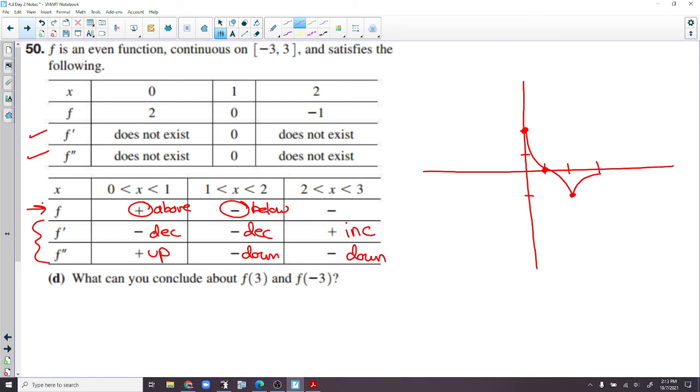But it says f is an even function continuous on -3 to 3 and satisfies the following. I don't care about the instructions. I just want us to graph it. I don't know where A through C is actually, but we graphed it from 0 to 3. How are we going to get the other side? Because they really want us to graph this from negative 3 to 3. What are we going to do?